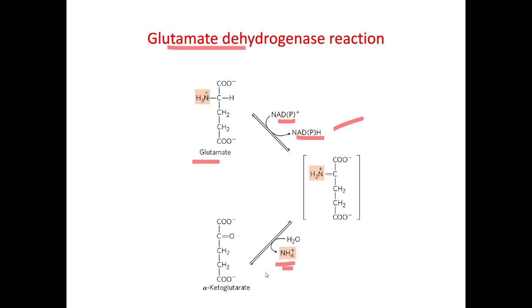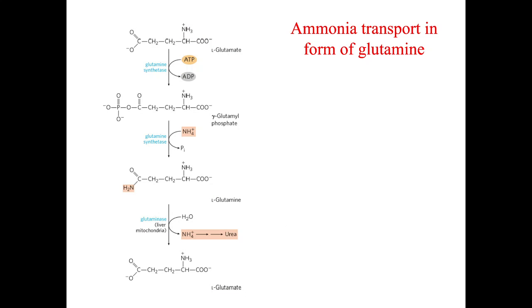Once we remove ammonia from this compound, where ammonia was attached as C double bond N double bond C in the first reaction, then with the water hydrolysis reaction we get alpha ketoglutarate. So basically, the glutamate dehydrogenase reaction is the reaction in which we get a free ammonia molecule, in the second step.